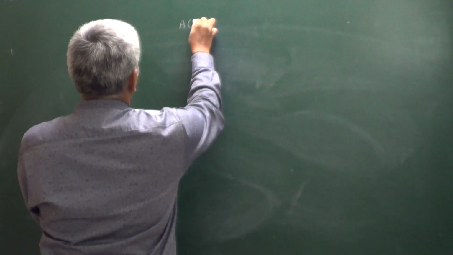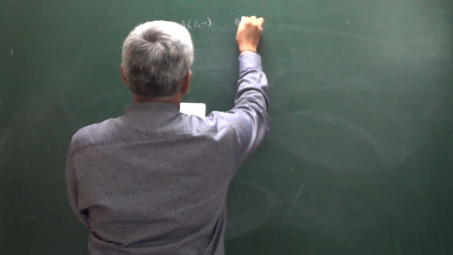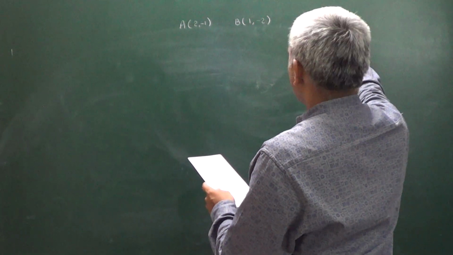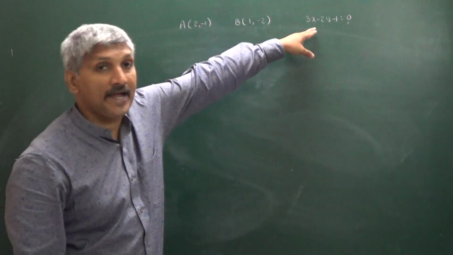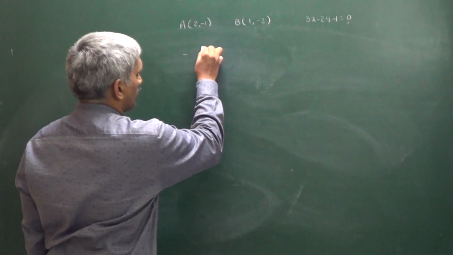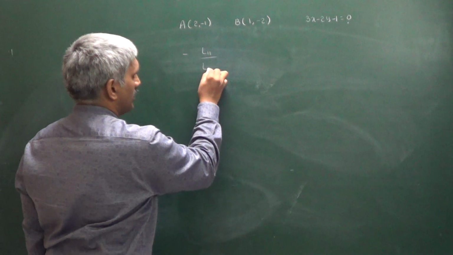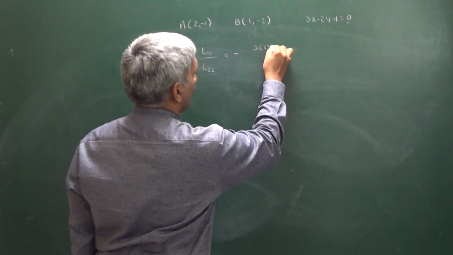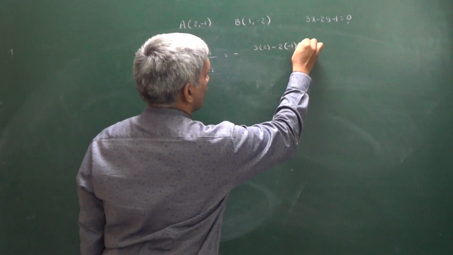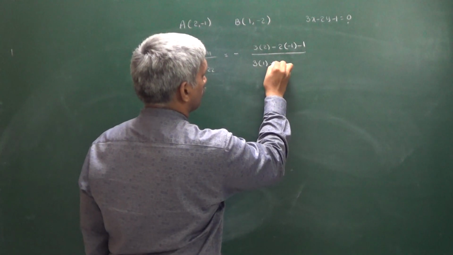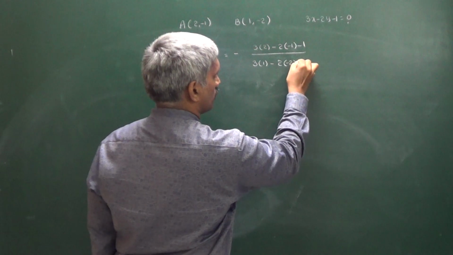So now the question is given like this. The point A is given as (2, -1), and the point B is given as (1, -2), and the line equation is given as 3x - 2y - 1 = 0. This line divides these two points in what ratio? For that, what to do? Minus L11 divided by L22. That is nothing but minus (3 into 2 minus 2 into minus 1 minus 1), that is L11, by (3 into 1 minus 2 into minus 2 minus 1).